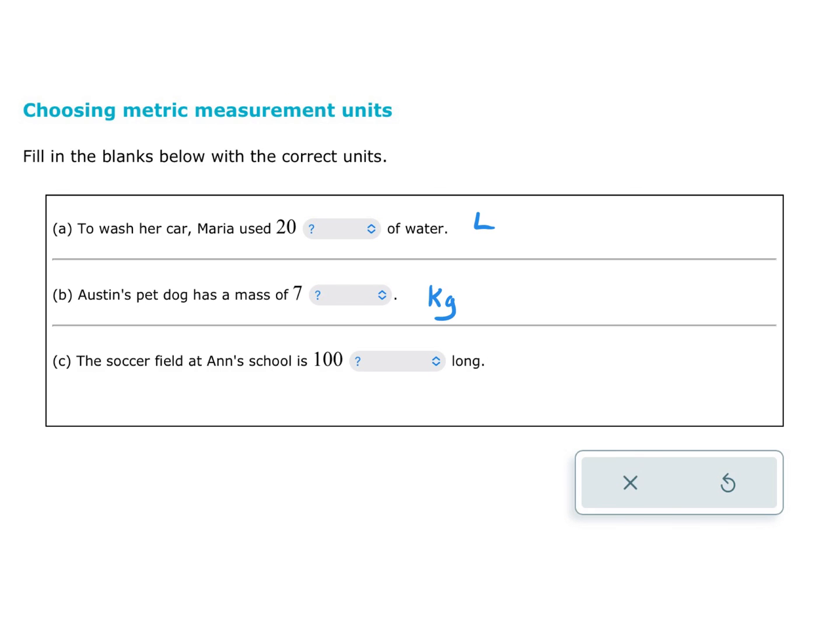And the soccer field at the school is 100 blank in length, and our choices would be millimeters, centimeters, meters, or kilometers. Millimeters and centimeters are way too small. Kilometers would be way too big. 100 kilometers would be like the distance between cities, so the only appropriate unit would be 100 meters.